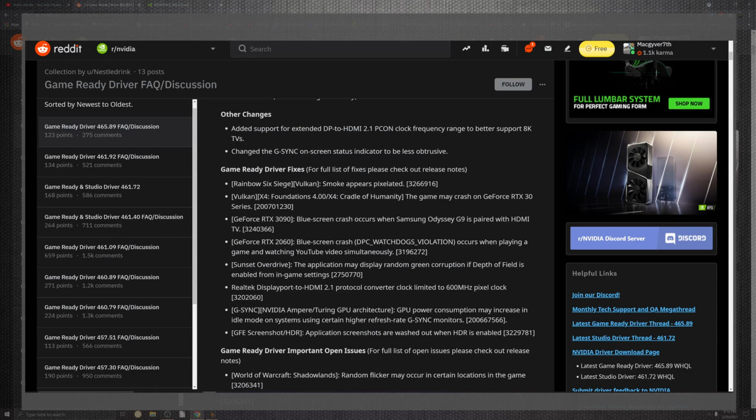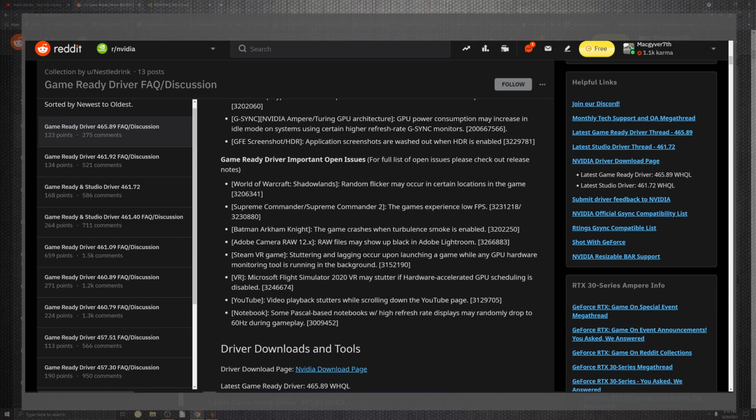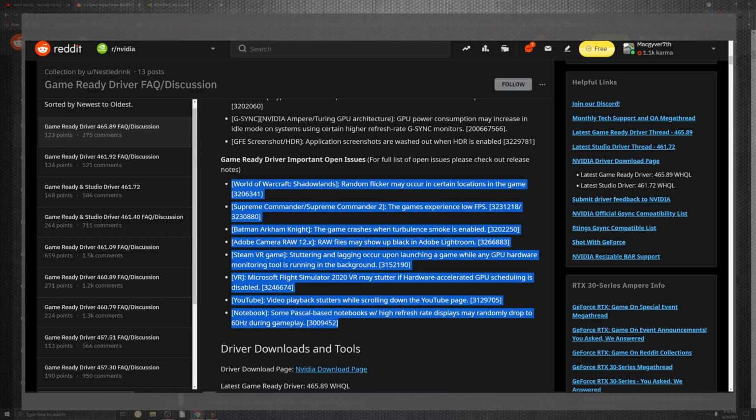Moving on past that situation, if we go towards the G-Sync issue, which had the higher refresh rate for as far as the consumption which happened to that, HDR and screenshots, the applications which were washed out inside of the HDR enabled. Now, for as far as important open issues, I'll leave this directly over here, and it has anything from Batman Arkham Knight all the way down to some Adobe issues. I would highly suggest checking out this link. For the sake of time, we're gonna go ahead and jump over to benchmarks.